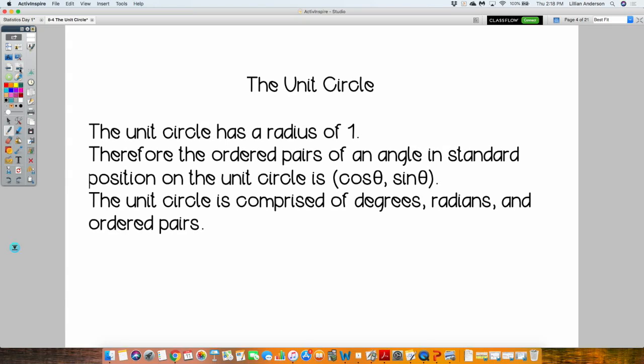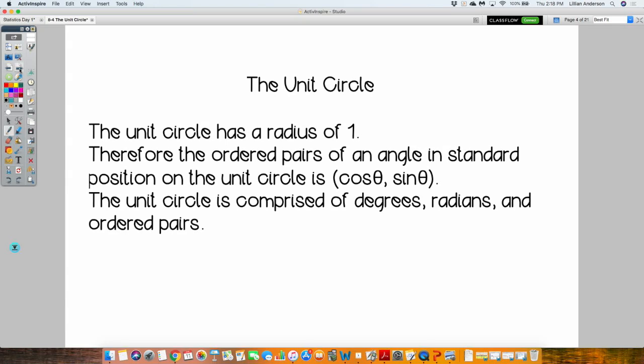Therefore, the ordered pairs of any angle that's in standard position on the unit circle is written in that format. That's not a typo. That is cosine theta, comma sine theta. Any ordered pair that's in standard position in your unit circle is written in that form, cosine theta, comma sine theta. And the last thing is that the unit circle is comprised of degrees, radians, as well as ordered pairs.